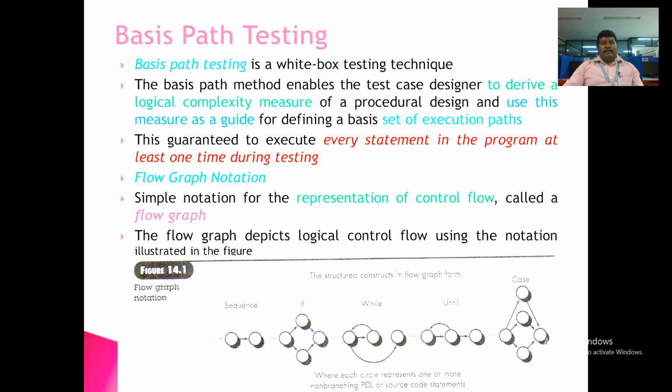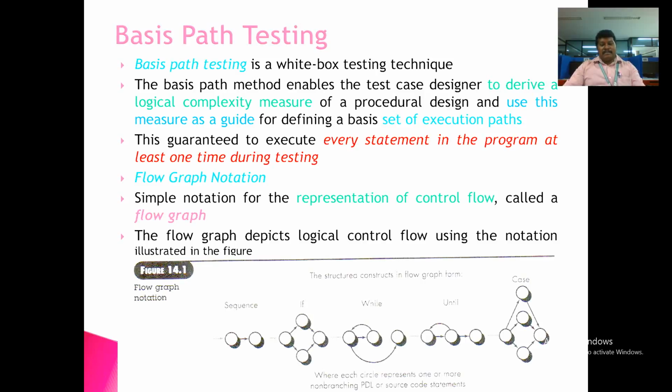Before going to testing using the basis path testing technique, your program must be represented using flow graph notation. Flow graph notation is a simple notation for representation of control flow, called a flow graph. Our program is made up of different control structures, logical control flow. These flows show the execution paths of the software. We have some general flow graph notations.